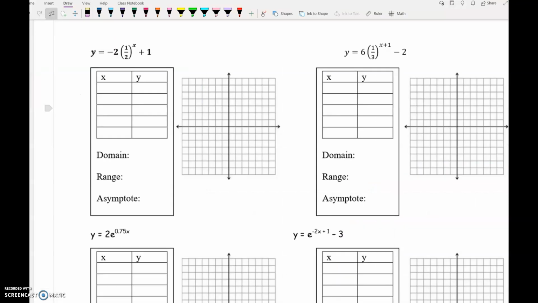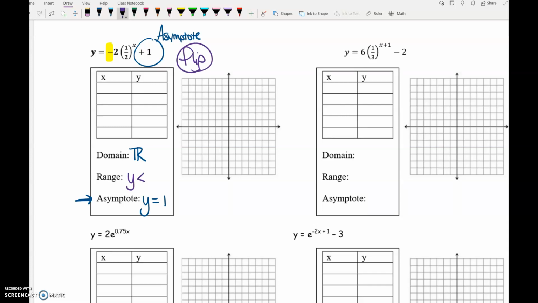Now, if we go back to our notes, I just want to talk through domain, range, and asymptote. Domain, that's the easy part. I would always do your asymptote before you do your range. Our asymptote comes from this number, so this helps us find our asymptote. It says +1, so our asymptote is y equals 1. You also want to take into account whether there's a flip or not. This one does have a flip, which means your range is going to be y is less than whatever your asymptote is.